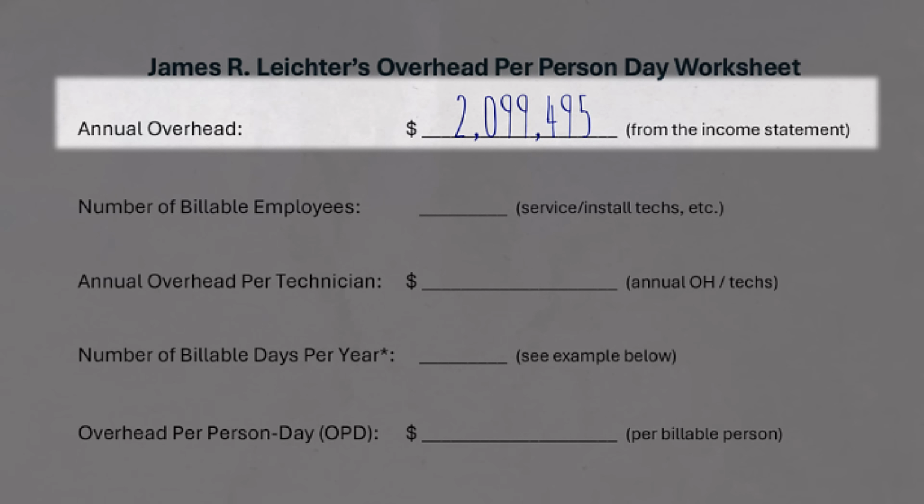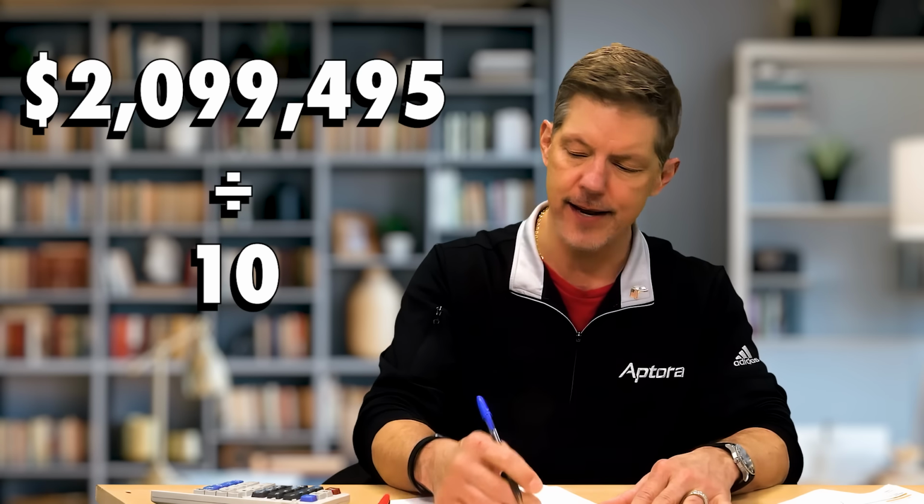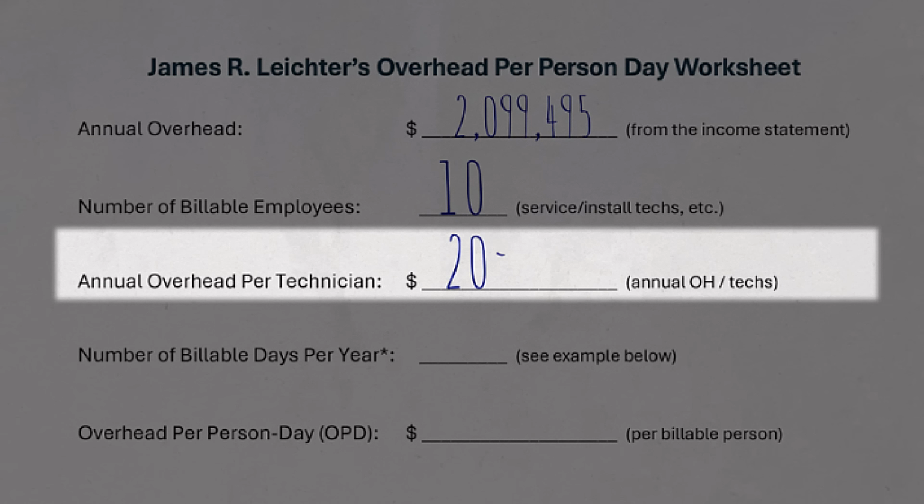The next thing that I need to know is how many billable employees do we have? How many installers, technicians, maintenance people, if you have them? In this case, they have 10, so we write down the number 10. Now we know how much overhead these 10 technicians are responsible for annually. We take the $2,099,495 divided by 10, and that leaves us with $209,950. That's how much the technicians have to cover every year, over $200,000 each.